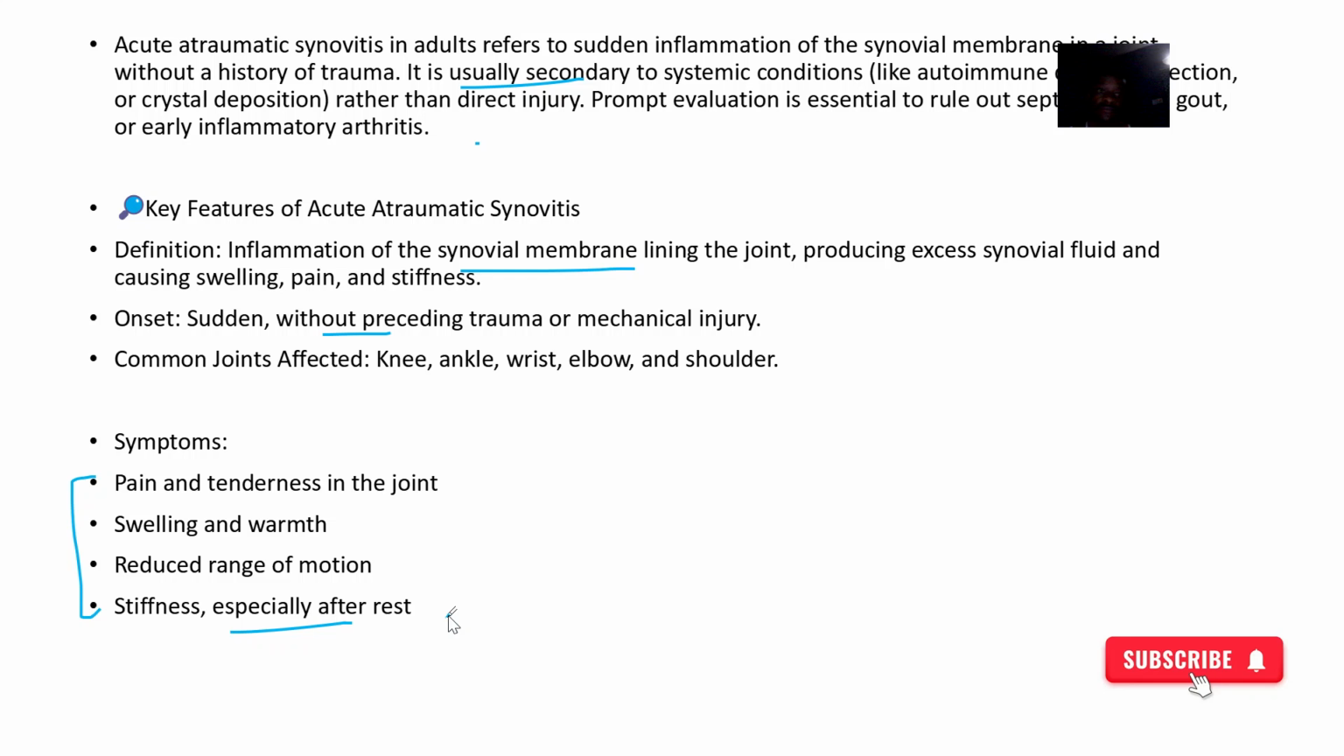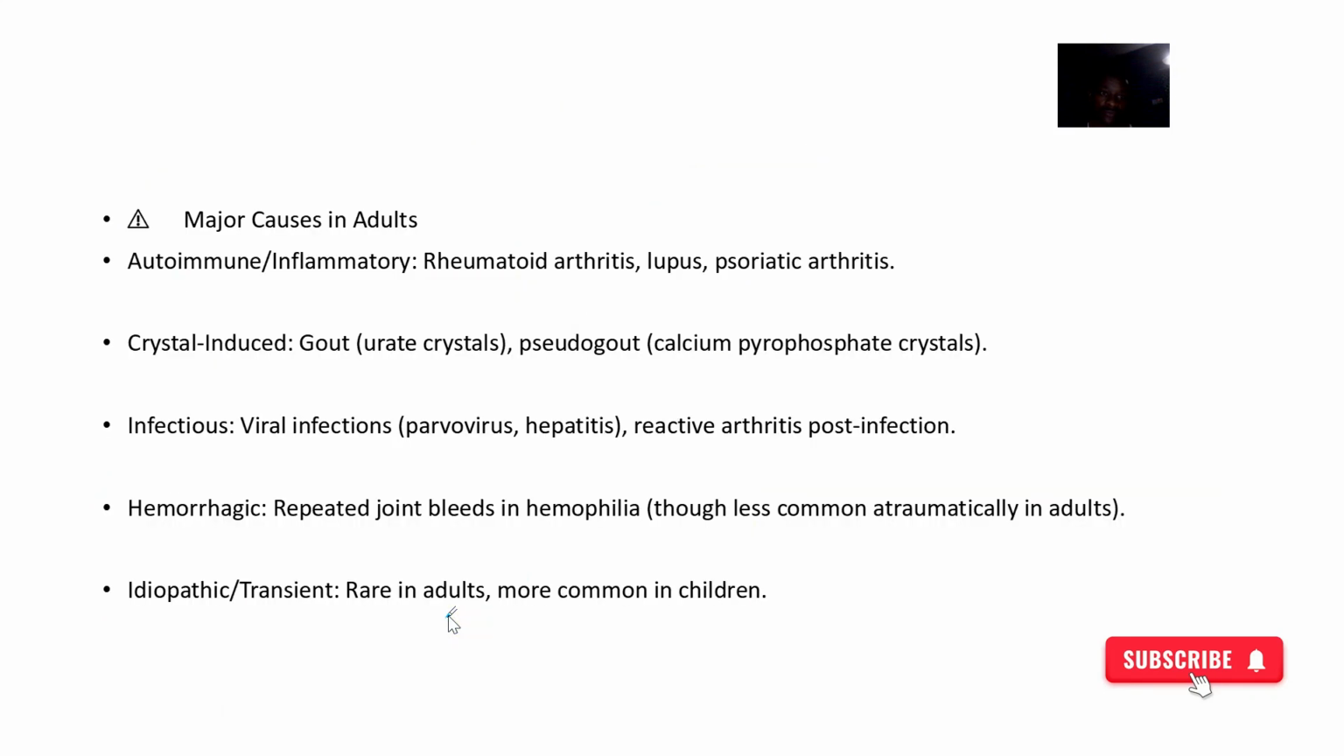Okay, so major causes in adults could be what? Autoimmune or inflammatory conditions like rheumatoid arthritis, lupus, psoriatic arthritis. Could be due to crystal deposition, could be due to infection, viral infections, could be due to what? Bleeding in the joints. Okay, but sometimes the cause is not known.